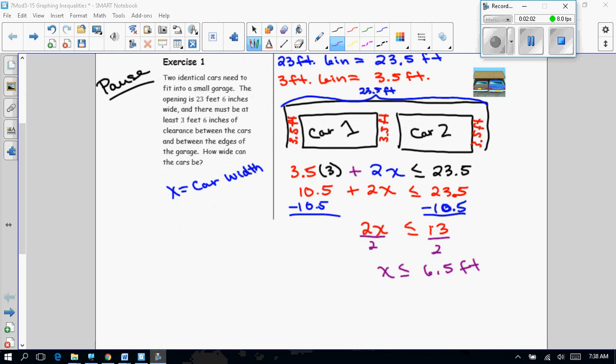Okay, so I drew my sketch. I drew what I thought would look like kind of like a garage. And I put my two cars inside. I put the dimensions on there, 23.5 feet and the 3.5 feet. And that's what my drawing looks like, right, with the 3.5s in between all the spaces.